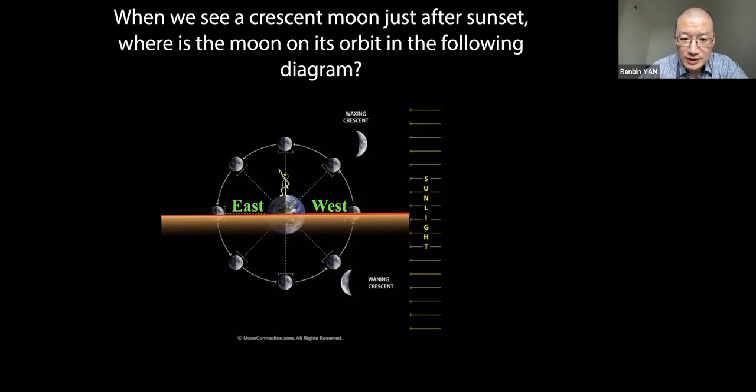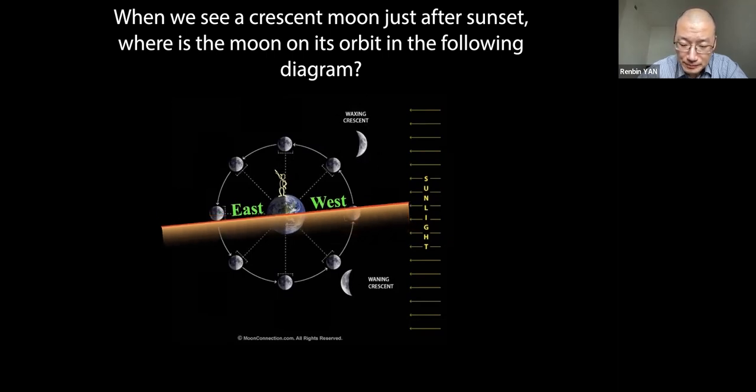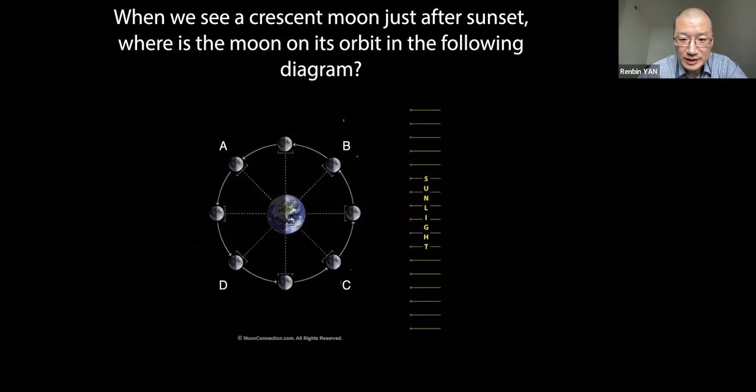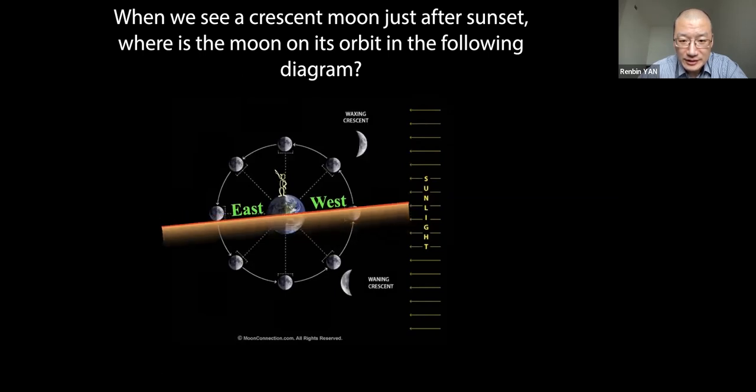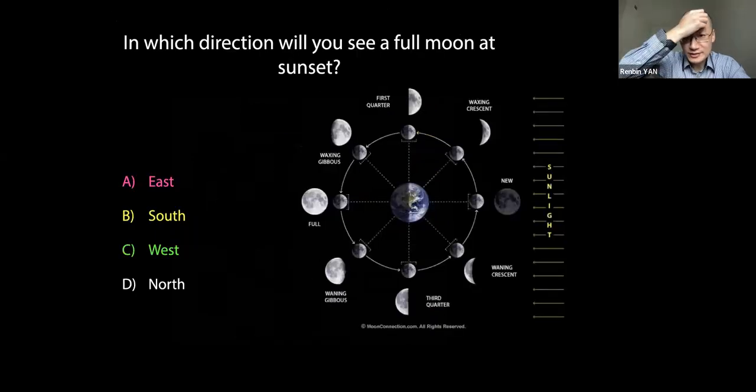For this person, which of these crescent moons can this person see? It can only see this crescent moon, not that one, right? So the correct answer is B, not C. So the correct answer to that question is B. So this was the previous one. Okay, now another question: in which direction will we see a full moon at sunset?